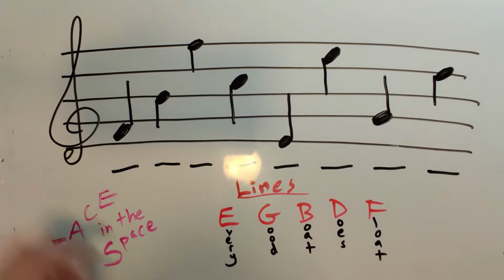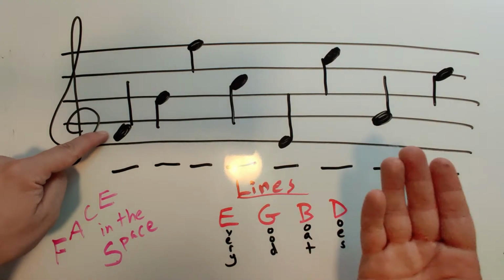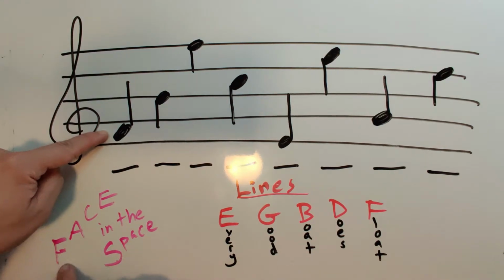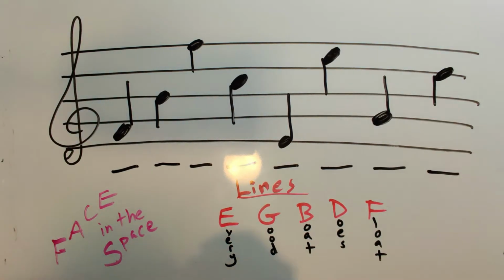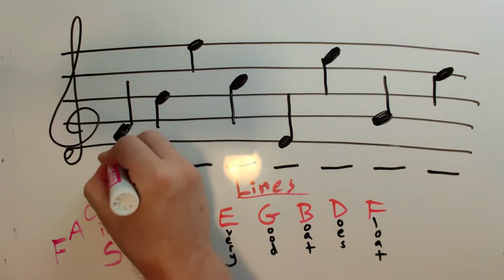Let's do the first 2 together. So the first one is on a line or a space? It is on a space. So we're going to use our pattern here. Face in the space. So it's F-A-C-E. The note falls on an F. So this is an F.